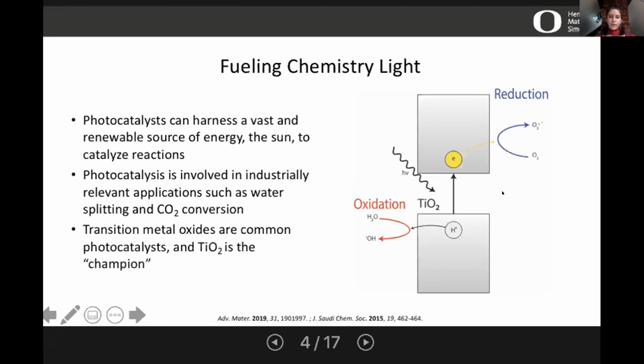And the gap in energy you see between this valence band and the conduction band is called a band gap. And this is the energy gap that an electron must be able to cross to be promoted to the conduction band. And for a material to be considered a semiconductor, this band gap must be narrow enough to absorb light in the visible range.